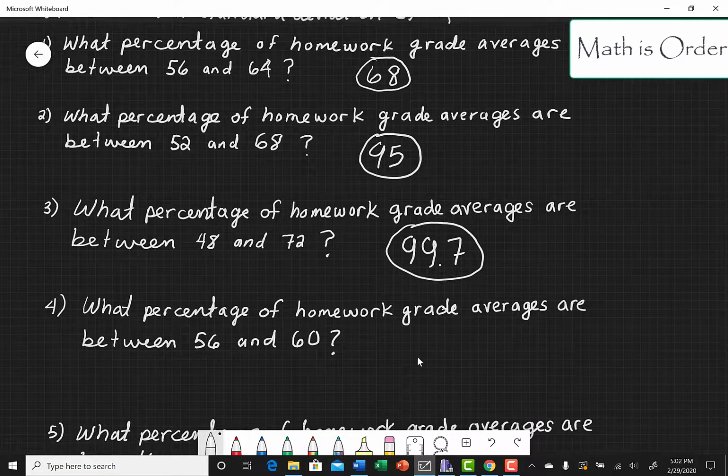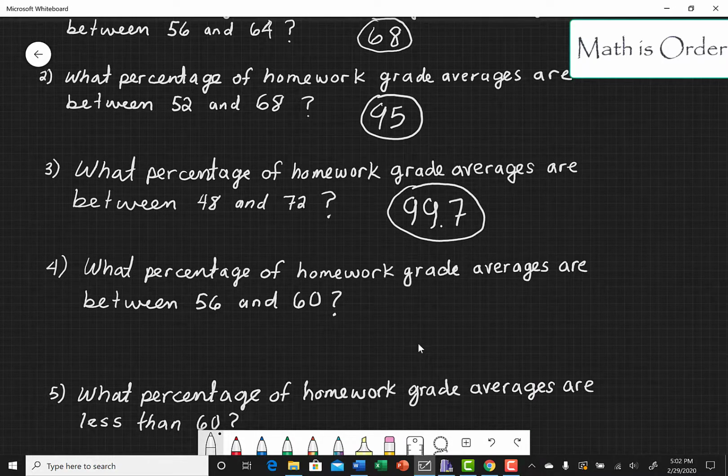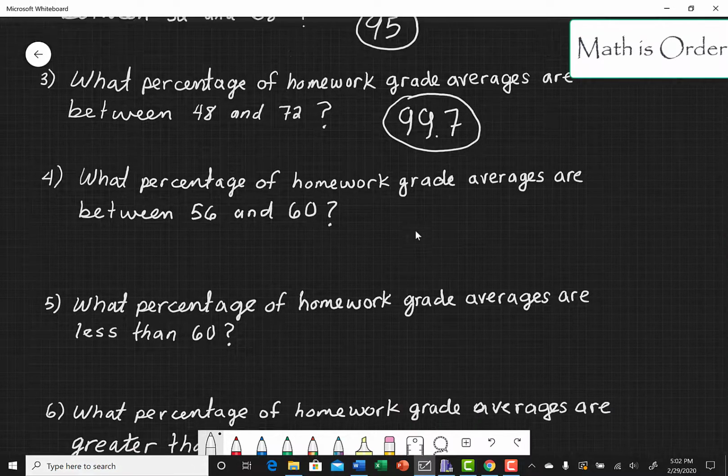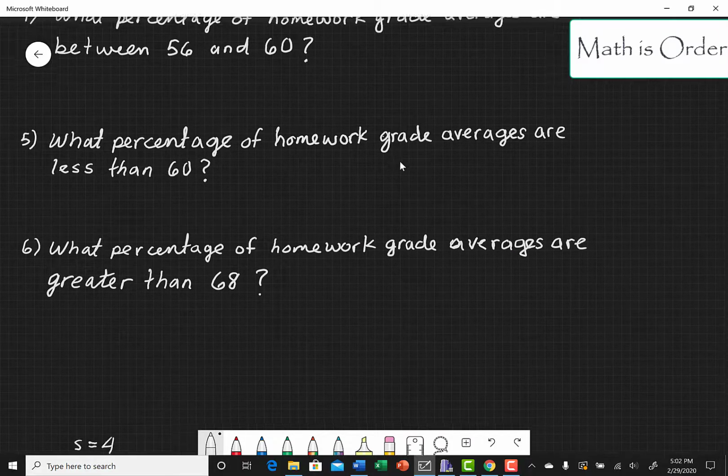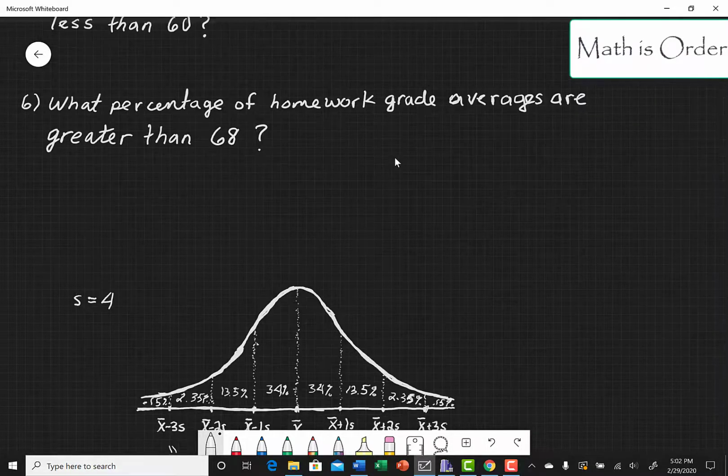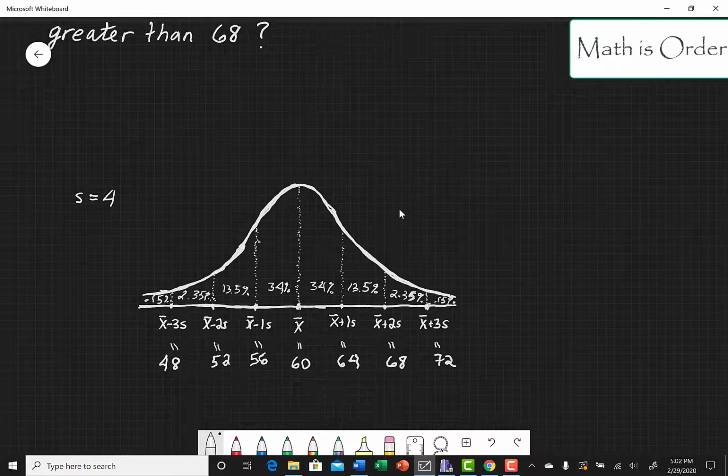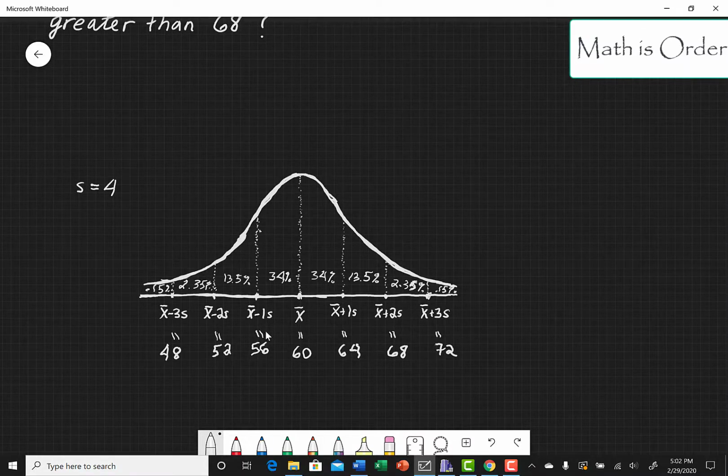All right, next, what percentage of homework grade averages are between 56 and 60? 56 and 60 is this region here. So you can see that's 34%.